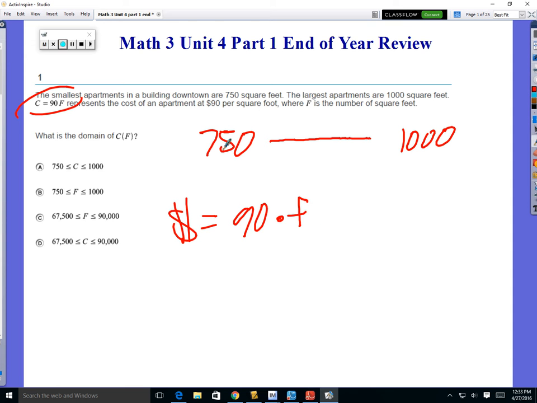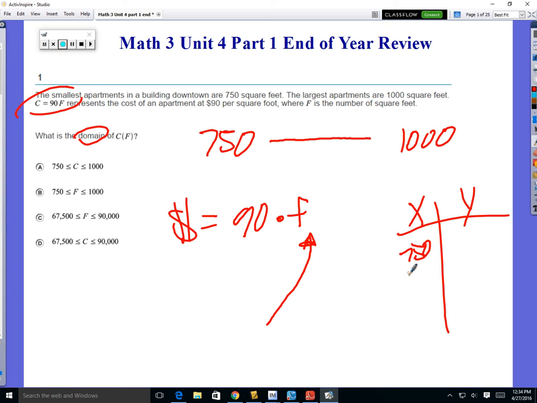So if F is 750, 750 times 90. If F is 800, times it by 90. 1,000 times by 90. Okay, the domain. The domain is what you plug in. The domain is your X. So you're going to plug in 750. You can plug in 751, 752, 800, 850.